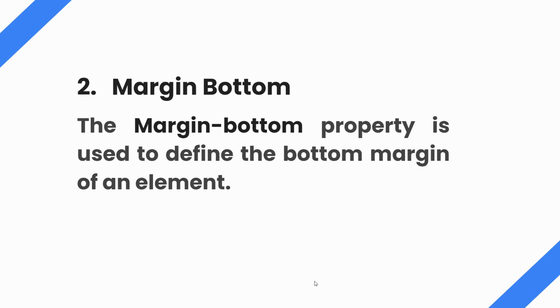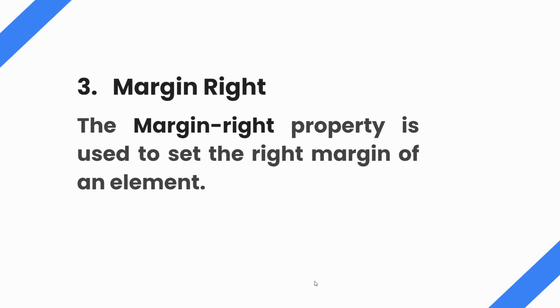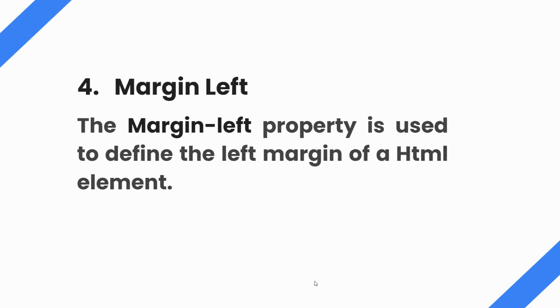Secondly, we have the margin bottom property, which is used to define the bottom margin of the HTML element. So that's how the bottom margin actually works. Third, we have the margin right property. So from this, you already know that this is used to set the right margin of the elements. And then lastly, we have the margin left property, which is used to define the left margin of the HTML elements.